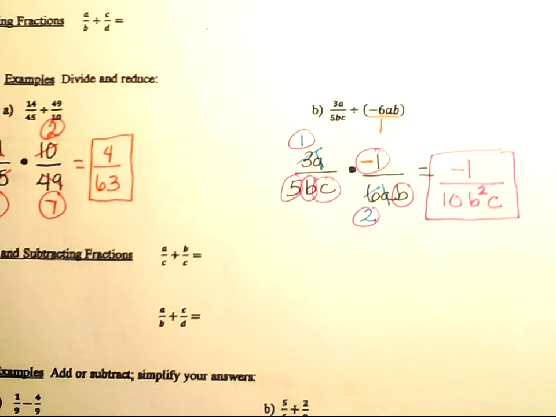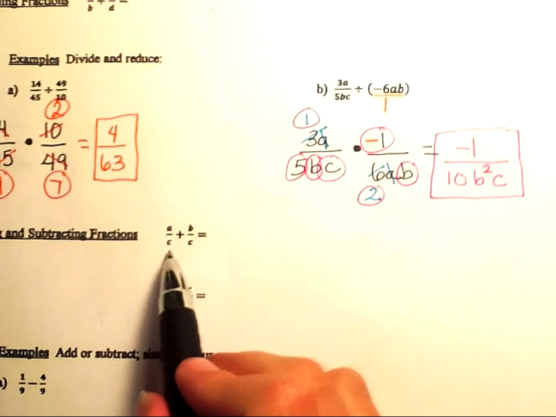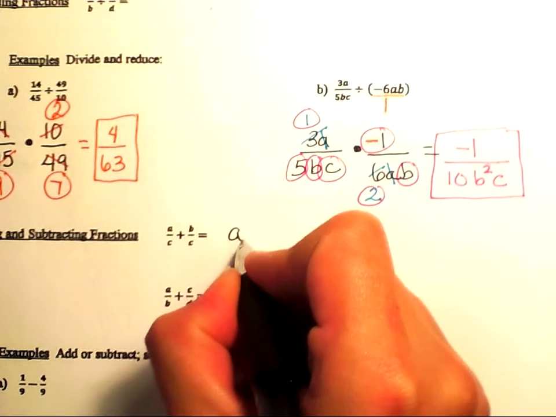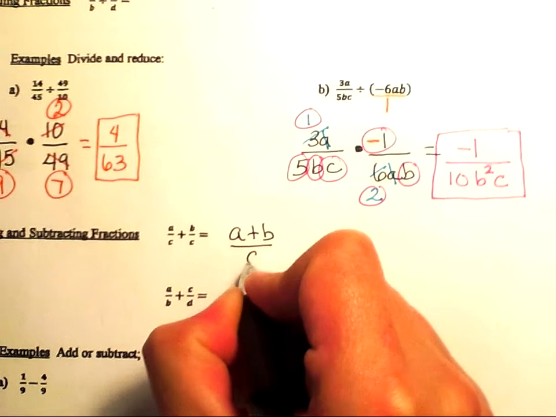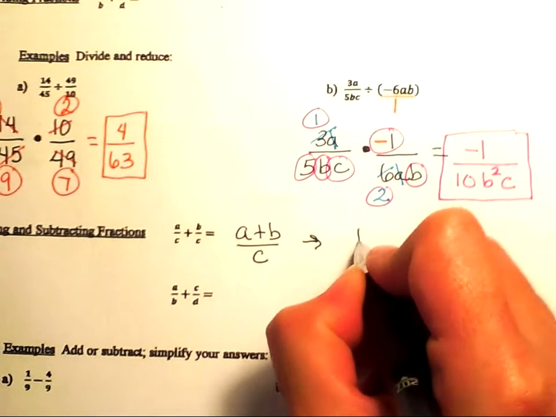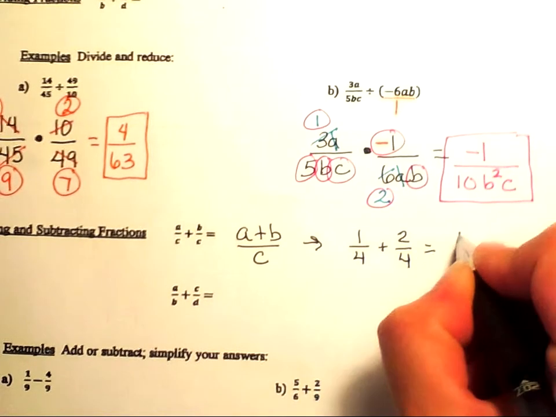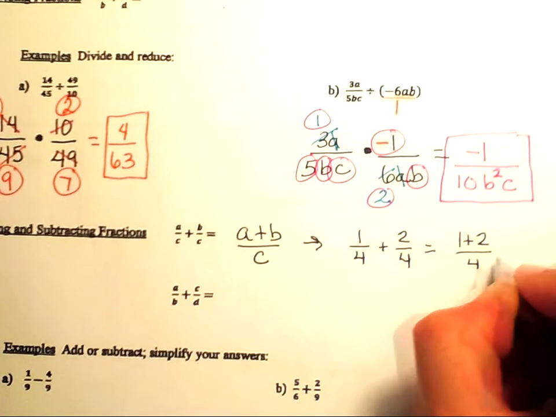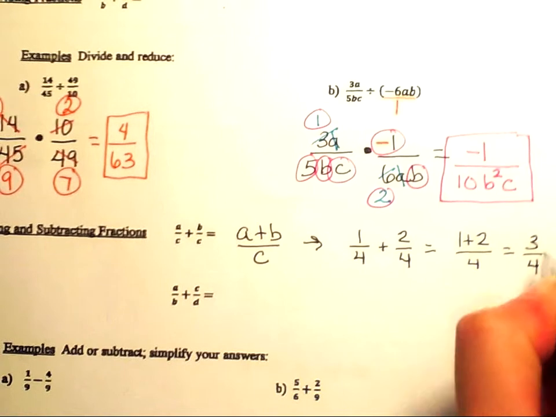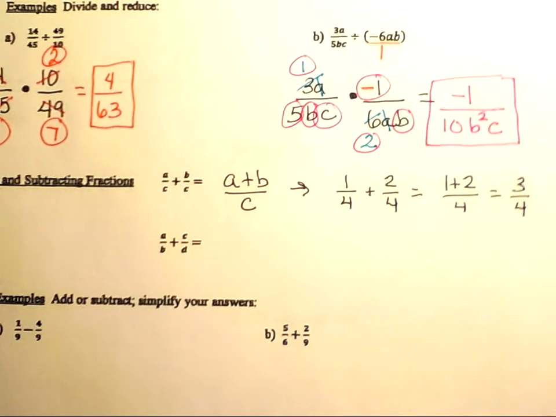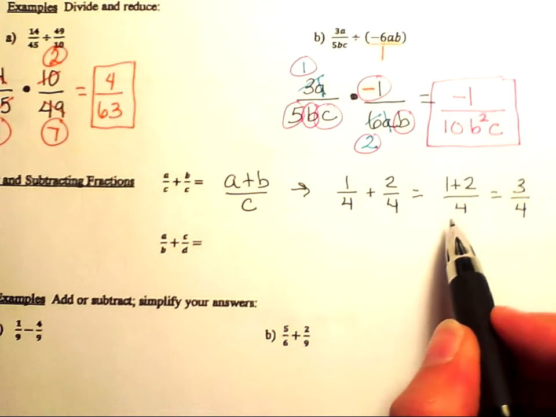So that's how you multiply and divide fractions. But when you're adding or subtracting fractions, what you'll need is a common denominator. So if you have a over c plus b over c, that's the same thing as a plus b over c. That is, if I have 1/4 plus 2/4, well, that's the same thing as 1 plus 2 over 4, which is 3/4. This happened because I had a common denominator.